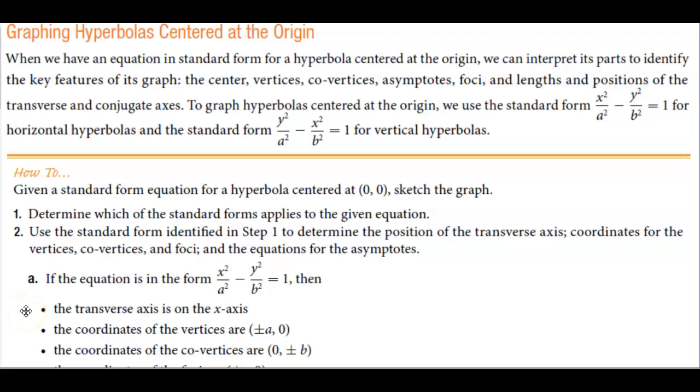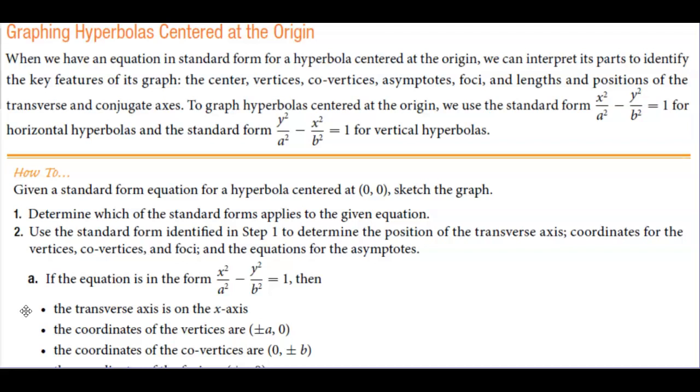Now we're going to be graphing hyperbolas centered at the origin. When we have an equation in standard form for a hyperbola centered at the origin, we can interpret its parts to identify the key features of its graph: the center, the vertices, co-vertices, asymptotes, foci, and lengths and positions of the transverse and conjugate axis.